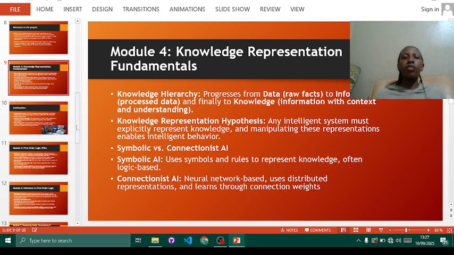Then in knowledge representation fundamentals, we have symbolic versus connectionist AI. What is symbolic AI? It uses symbols and rules to represent knowledge, often logic based. And then connectionist AI, which is neural network based, uses distributed representations and learns through connection weights.